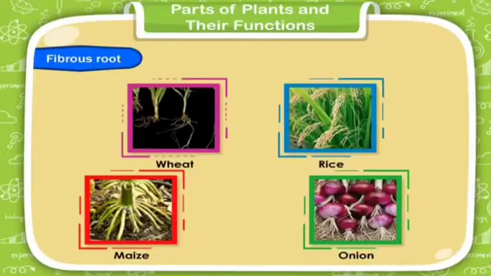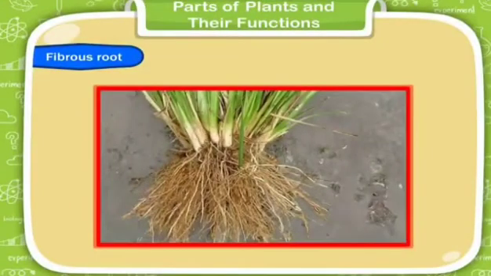Next we come to the fibrous roots. Grass, rice, wheat, maize, onion are some plants that do not have a main root. Instead, they have a clump of fiber-like roots coming out of the base of the stem. Such roots are called fibrous roots.